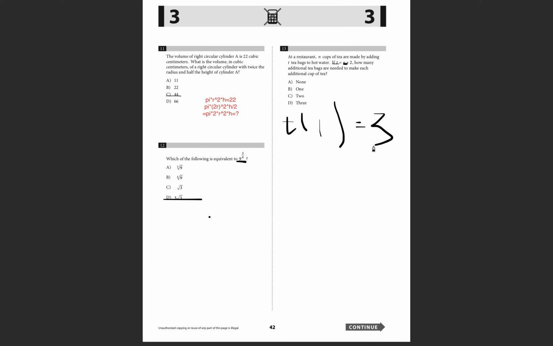And we then try the case when n equals 2, so 2 cups of tea. And this gives us 4. So we know that there is 1 more tea bag with 1 additional cup of tea. So it's choice B. And number 14.